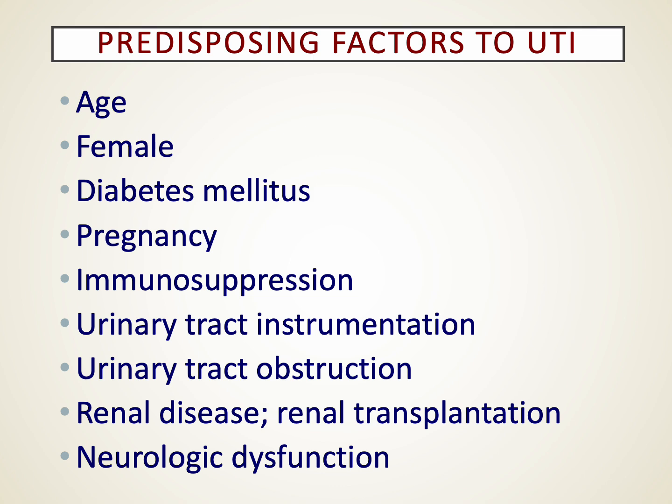We also worry about urinary tract obstruction as a predisposing factor for UTI, pre-existing renal disease, renal transplant, or anybody who has neurologic dysfunction, particularly if that neurologic dysfunction is correlated with frequency or ability to empty their bladder. So those are all factors that predispose to the risk for UTIs.